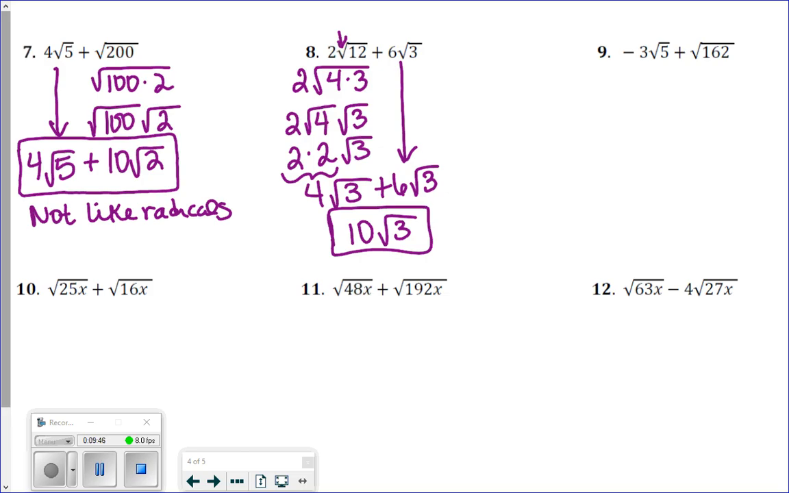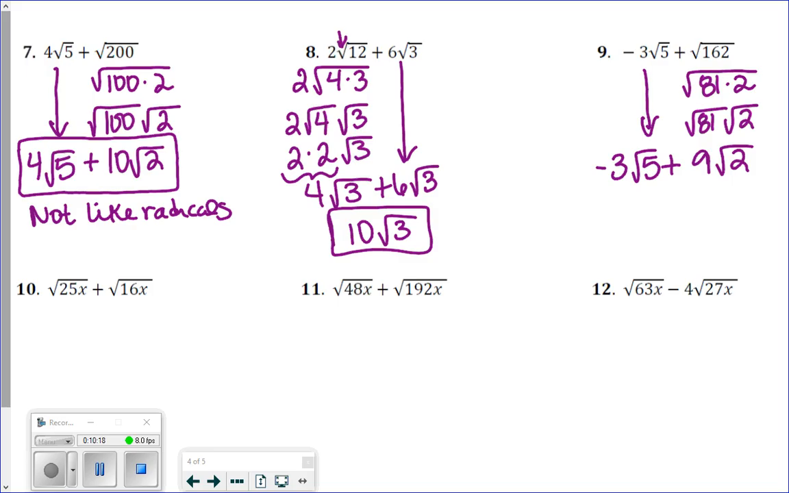Number 9, negative 3 square root of 5. That is as simple as it can get. But 162 is really the product of 81 times 2. And if I separate out the square root of 81, I'm going to get 9 square root of 2. And then I can bring this down, which was being combined with negative 3 square root of 5.